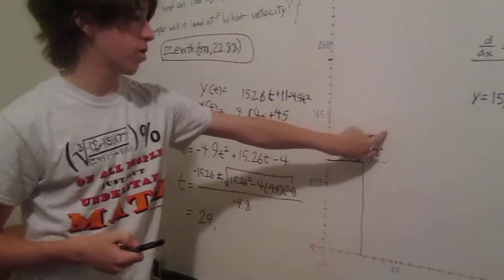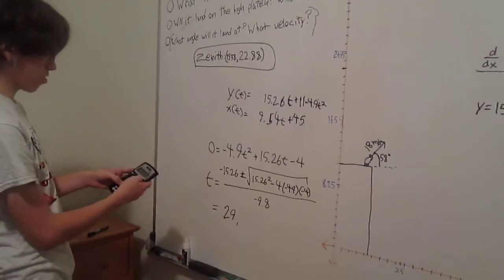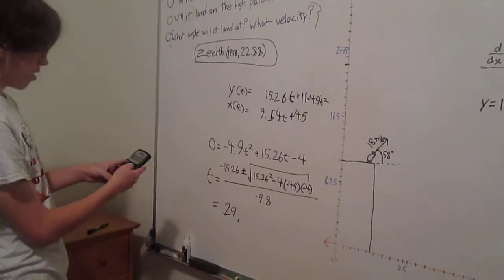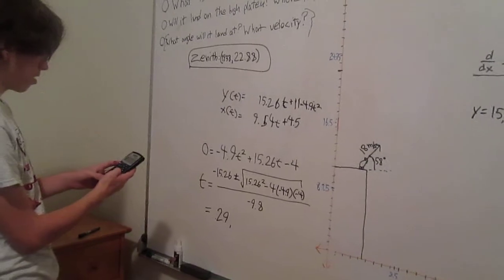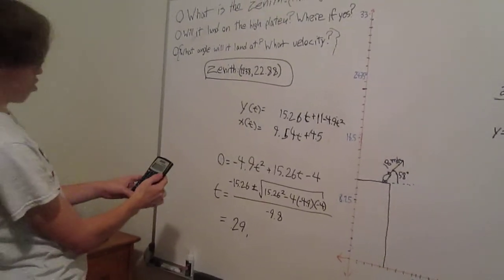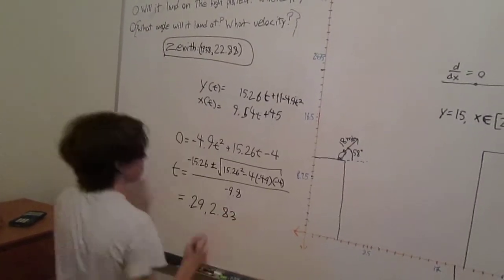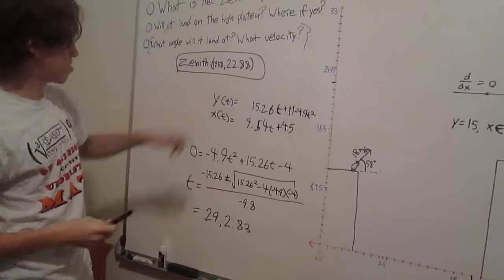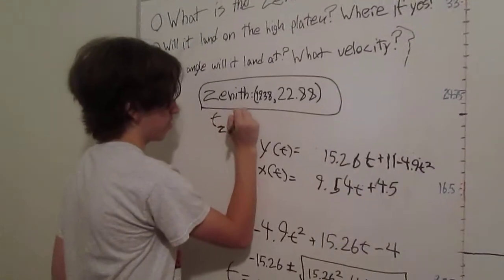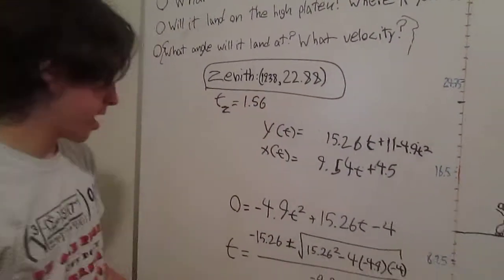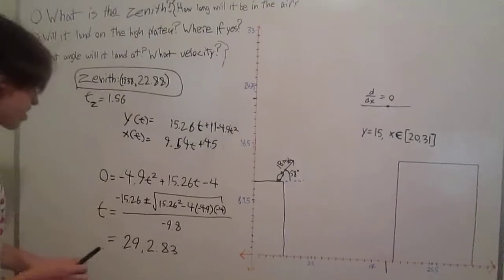But that means it's probably going to be this one. So now all we need to do is solve for the other one. I already have the equation in here. So now I'm going to switch this to minus, get the new answer, and then divide by negative 9.8 to find 2.83 seconds. And that makes sense, right? That's a little longer than our zenith time, which, if you remember, our t_z, as I like to call it, is equal to 1.56. And then, when we get to y equals 15, 2.83 seconds will have passed.